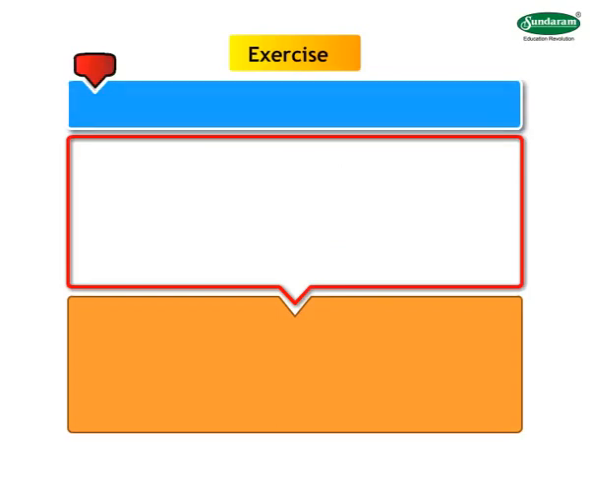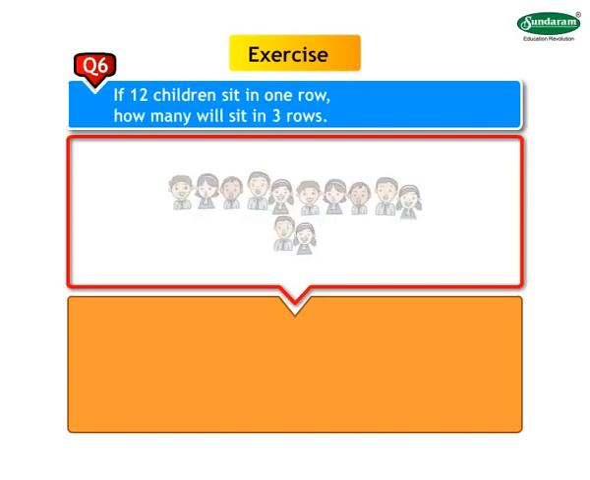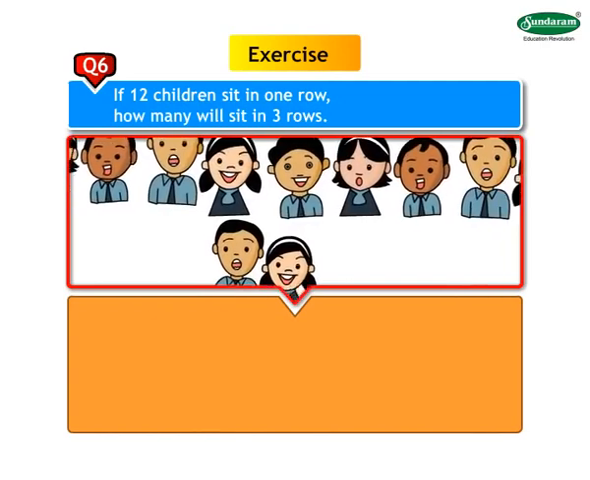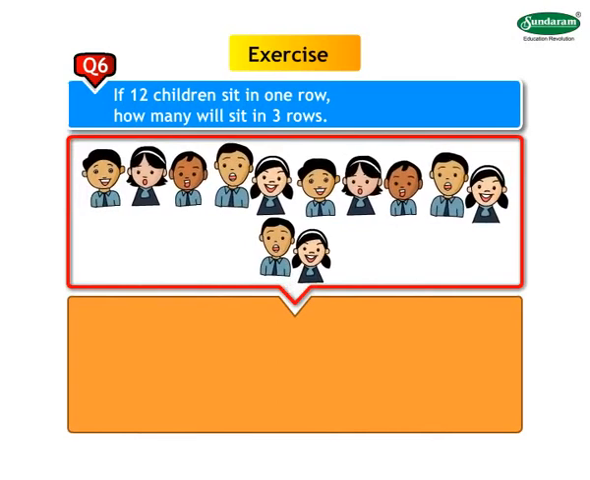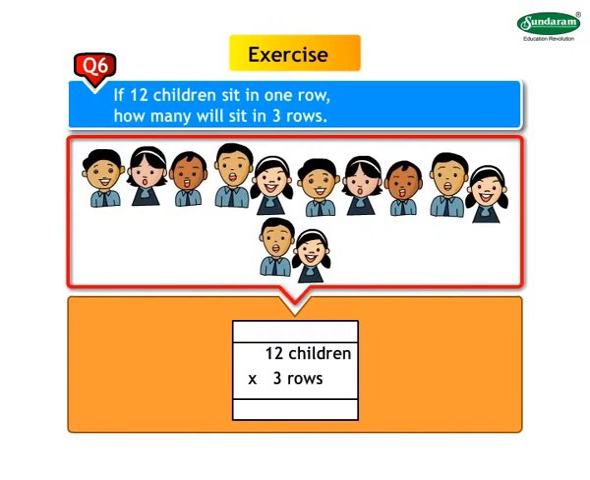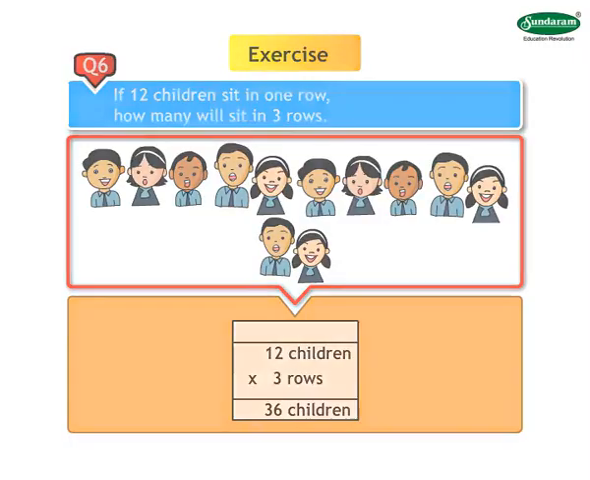Question 6. If 12 children sit in one row, how many will sit in 3 rows? Given that the number of children sitting in one row is 12, therefore, the number of children sitting in 3 rows is 12 multiplied by 3, which is equal to 36. Thus, there are 36 children in 3 rows. Application.